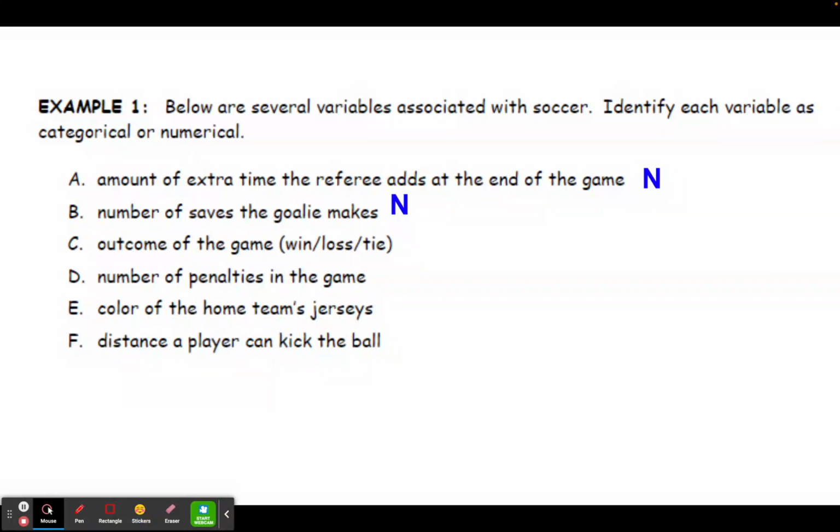The outcome of a game, whether the game results in a win, a loss, or a tie, would be categorical. There's nothing to count or measure here. The number of penalties in a game would be numerical because we count those. The color of the home team's jerseys, categorical. And finally, the distance that a player can kick a ball would be numerical.